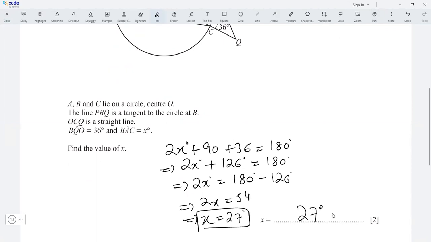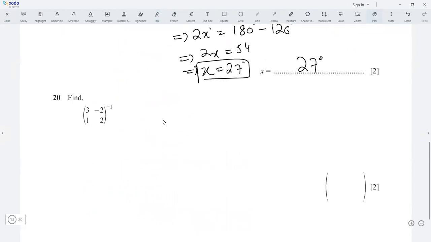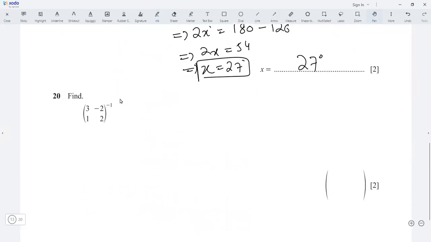So I hope you understand about the geometrical properties. More than one or two properties can be applied in the same type of a question. So moving towards the next question, it's basically related to matrices, and the whole power minus 1 means its inverse. So how to find the inverse of any matrix?